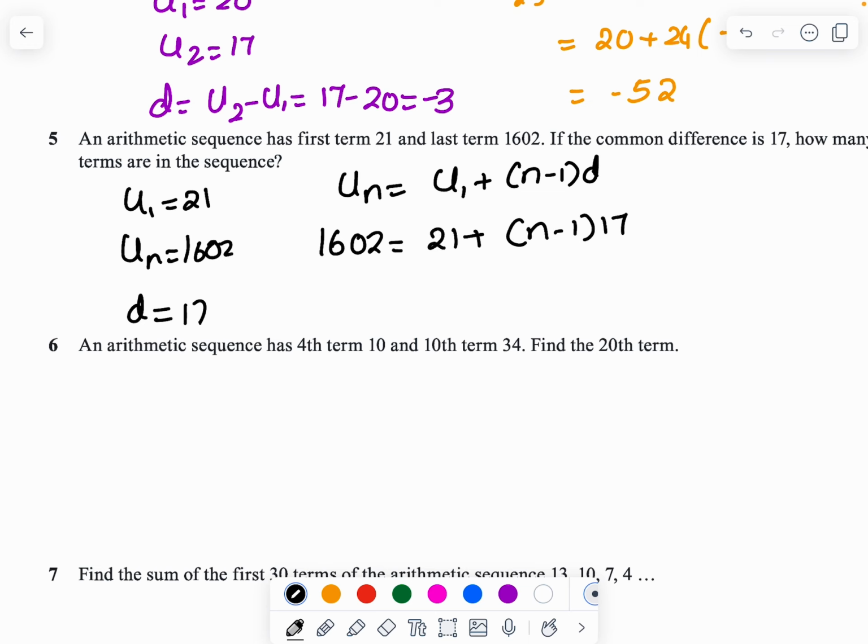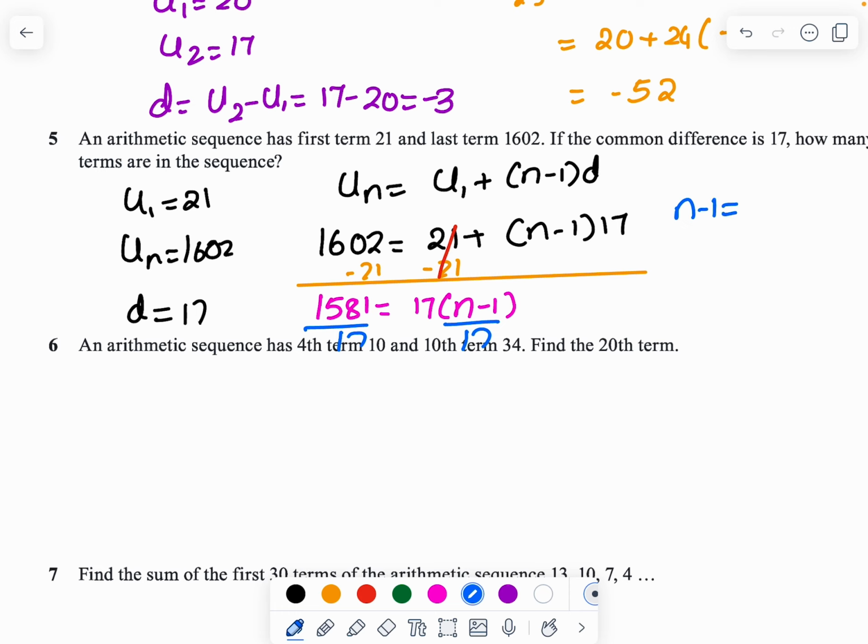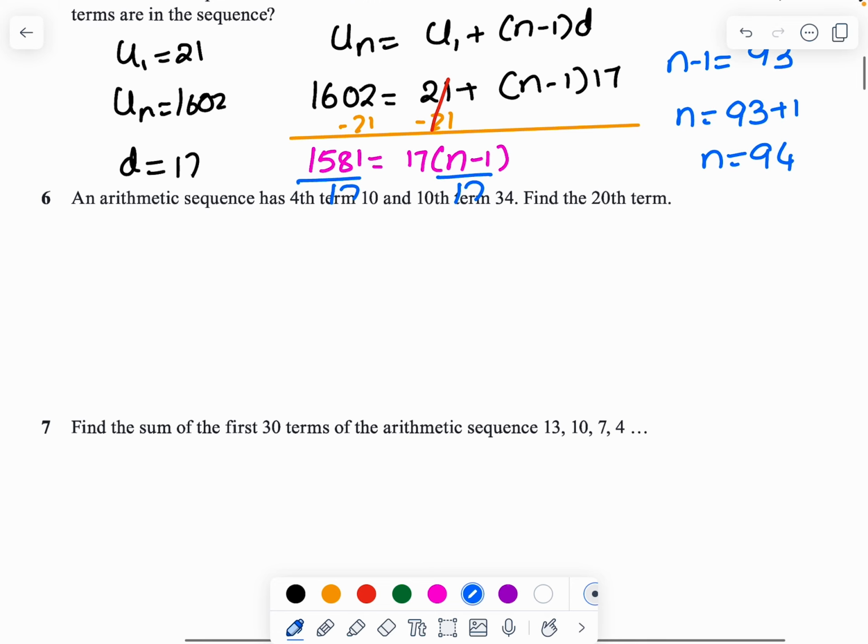So subtract 21 on both sides. What do I get? 21 cancels, so I get 1602 minus 21, which is 1581. 1581 equals 17 times n minus 1. Then I divide by 17 on both sides. So n minus 1 equals 1581 divided by 17, which is 93. n equals 93 plus 1, so n equals 94. There are 94 terms.